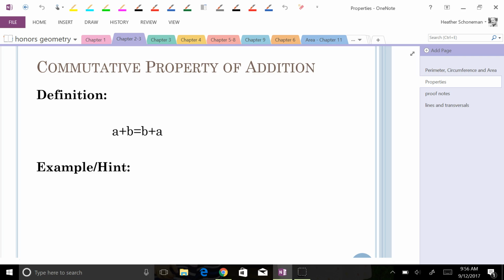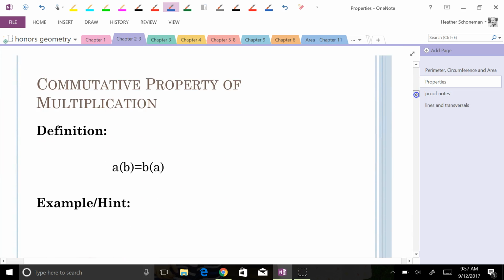The first one is the commutative property of addition. That's typed out for you, and then you can put this definition in the definition category, and then I'll talk about it down here with the examples and hints. The commutative property says that you can change the order when you're adding. So an example, 7 plus 3 is the same thing as 3 plus 7.